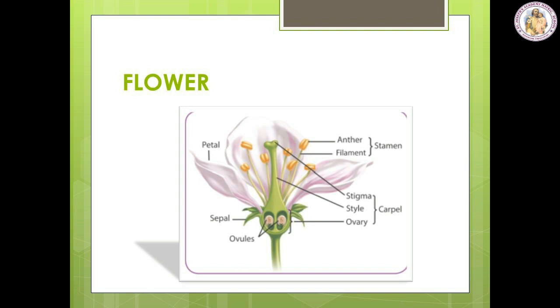Gynoecium. It is the female part of the flower. It has three parts. They are ovary, style and stigma. The ovary contains the ovules.